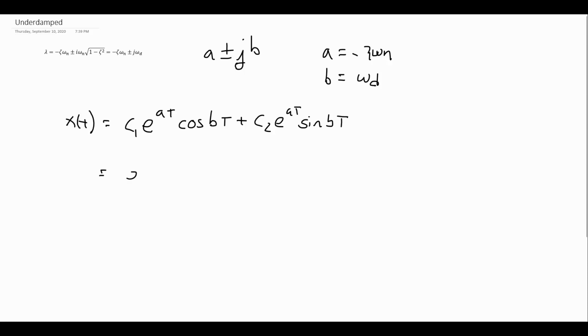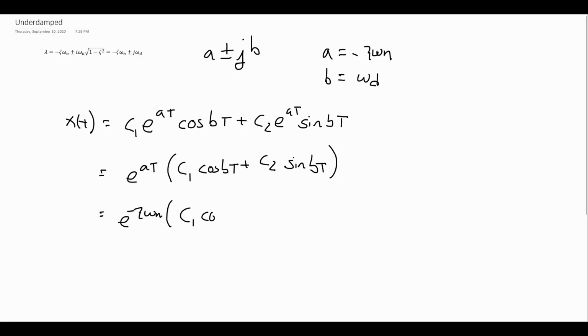What I can actually do is factor out this e to the at power, and I'll be left with c1 cosine bt plus c2 sine bt. And now I can put in some specifics. So I know my value of a, this is e to the negative zeta omega n t, times c1 cosine omega d t plus c2 sine omega d times t.